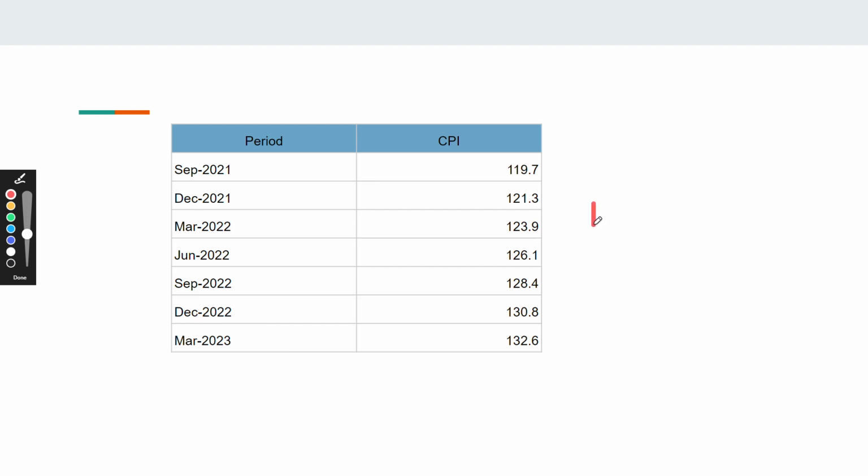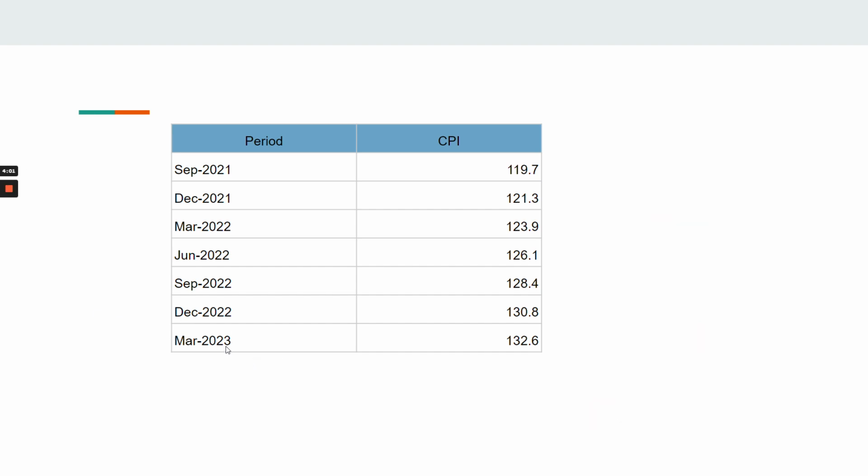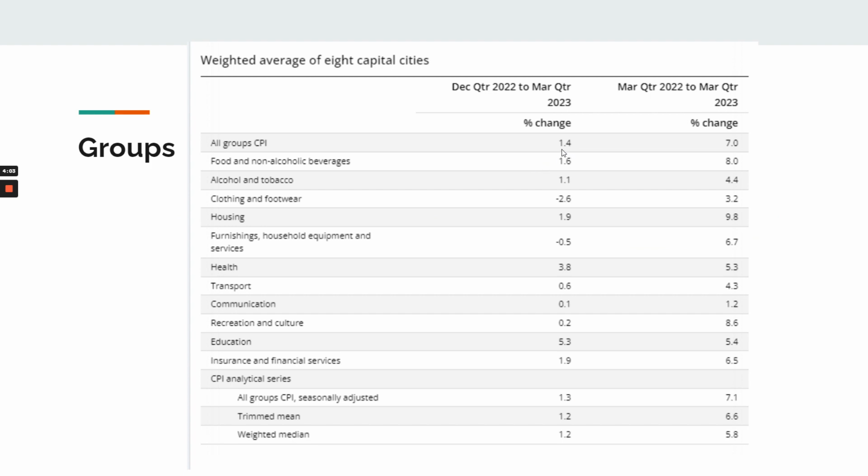Let's just double check. So we go 132 CPI at the end of the period minus 130 CPI at the start of the period, and we divide it by 130 CPI at the start of the period, times it by 100, and that will give you 1.4%, which is exactly how the ABS calculated the March inflation rate. And there it is right there, but you double check at home.